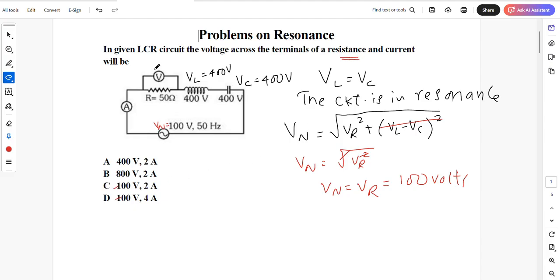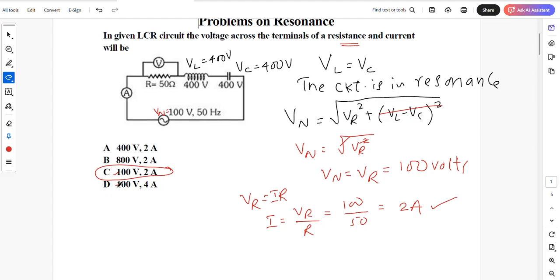Now you have to calculate the current also. What is the current given by? We know that VR is equal to I into R. From here you can calculate the value of the current. I is equal to VR by R, that is equal to 100 by 50, which is 2 amperes. 100 volts, 2 amperes is the right answer. Let us see the next problem.